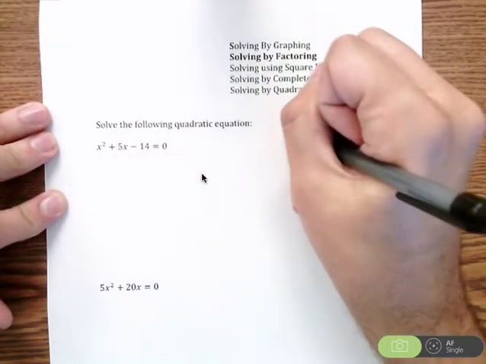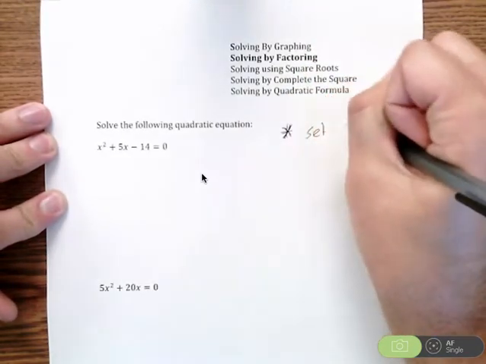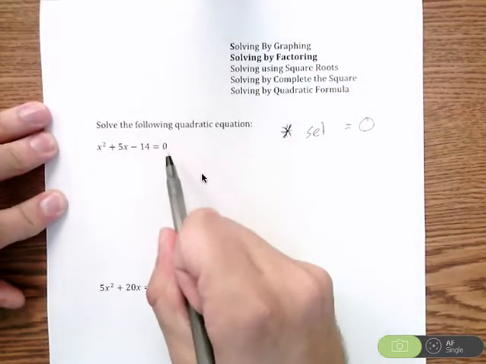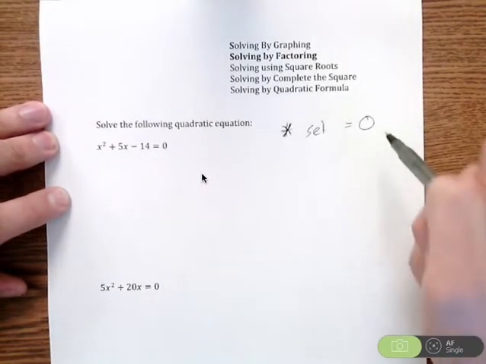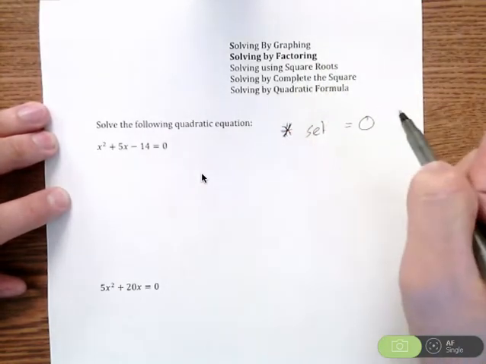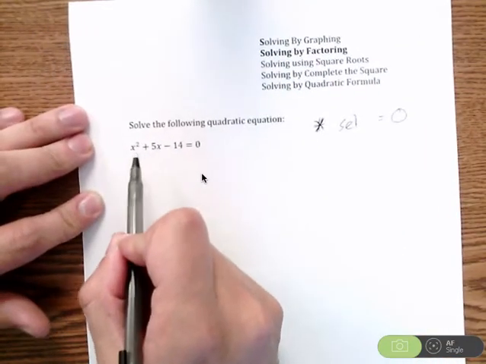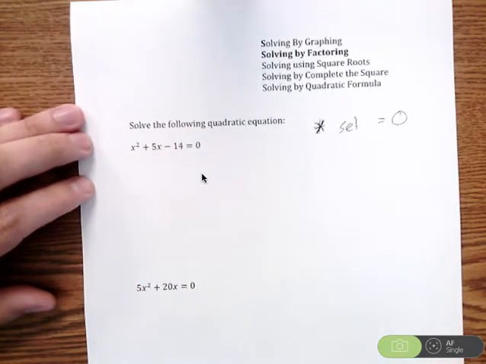The most important thing is you always want this set equal to 0. So we always want 0 on one side of the equal sign. This will become very important here in a little bit. Since we're solving by factoring, the name tells you exactly what you're going to do. We're going to try and factor x squared plus 5x minus 14.